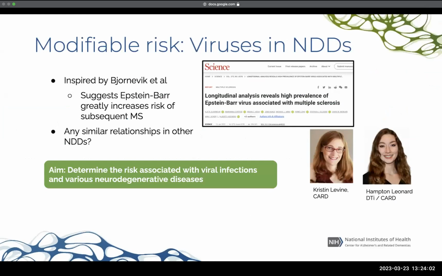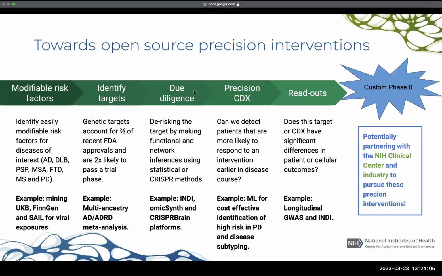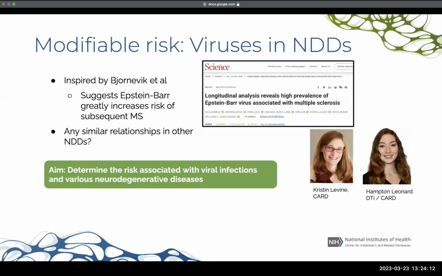Now, I will jump into some of the projects that align with these steps in the pipeline. So I start with the modifiable risk factors and go on. I'll show you some of these projects. One of the interesting projects that was published recently, led by Kristen Hampton, was based on modifiable risk viruses in neurodegenerative disorders. Recently, there was a very interesting paper showing that Epstein-Barr virus is associated with multiple sclerosis. And one of the questions that we had is: is it just one disorder, or are we talking about more viruses and more disorders as well?